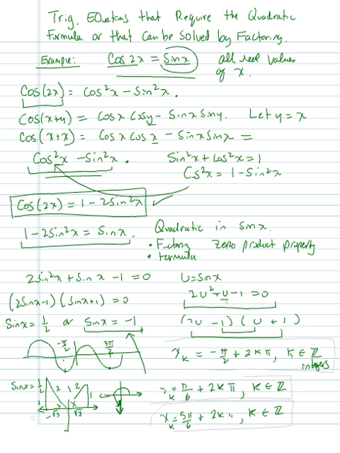So the first set of solutions, x of k, is equal to negative pi over 2 plus 2k pi, where k is an integer. That corresponds to solutions of the form sine of x equals -1. And then we have solutions of the form x of k equals pi over 6 plus 2k pi and 5 pi over 6 plus 2k pi, and those are solutions to the equation sine of x equals 1/2.